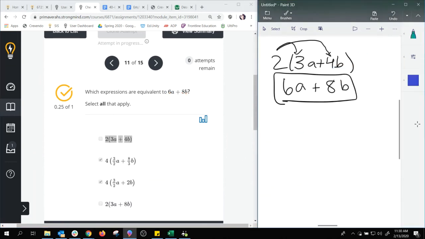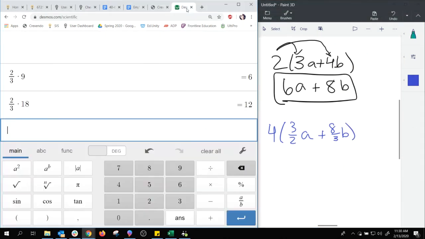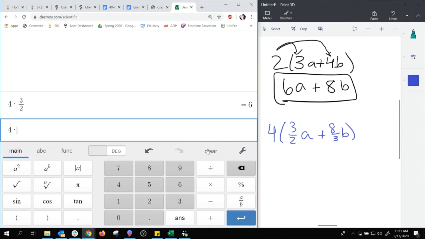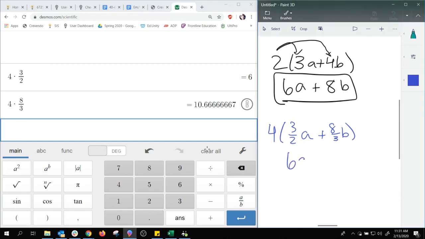Check the second one. 4 times 3 halves a plus 8/3 b. What a lovely one. So I have 4 times 3 halves and 4 times 8/3. Ooh, so this one is close, but it's not exact. So I do have 6a here, but then I have this 10 and 2/3 b. So the second one won't work.